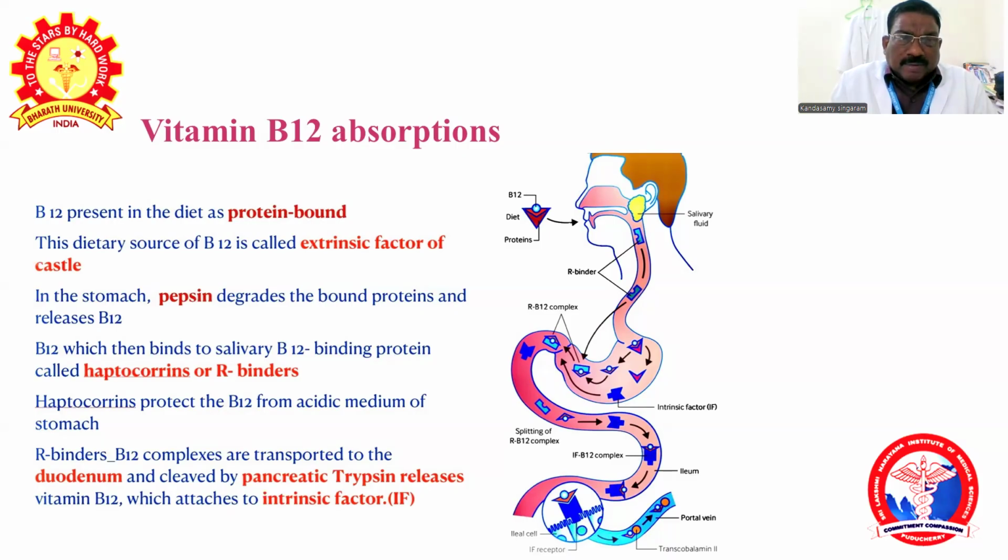Then this vitamin B12 binds to salivary vitamin B12 binding protein, so called haptocorrin or R binder. Haptocorrin protects the vitamin B12 from the acidic medium of the stomach. The R binder and vitamin B12 complex are transported to the duodenum and cleaved by the pancreatic trypsin enzyme, which releases vitamin B12, which attaches to the intrinsic factor.